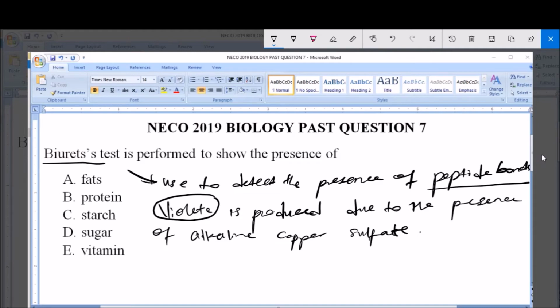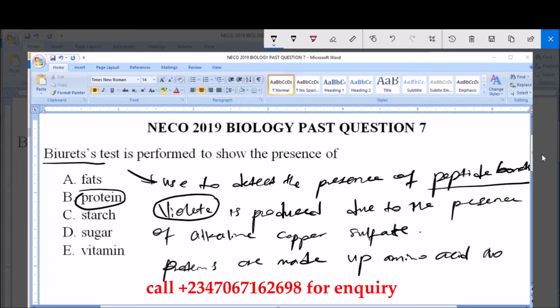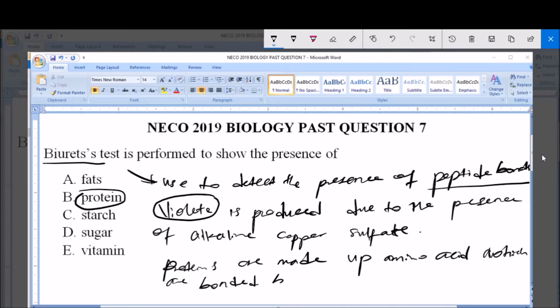Now, out of this option, the only option here that comprises of peptide bonds is protein, which is option B. Proteins are made up of amino acids which are bonded together by peptide bond. So this peptide bond is the bond that exists between amino acids, and protein here are made up of amino acids which are bound together by peptide bond.